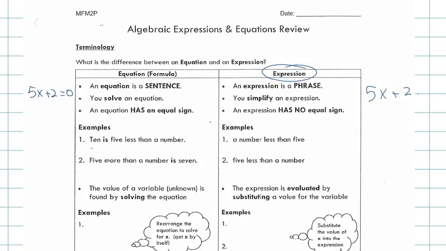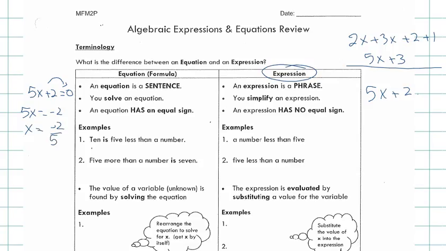Let's say if I give you this, 2x plus 3x plus 2 plus 1, right? You can simplify this because you can add like terms, right? But you can't solve because there's no equal sign. While this one, I can solve for the letter by doing the opposite operation because I have that bridge, which is called the equal sign. Okay? So in this case, I solved for x. I found the value of x.